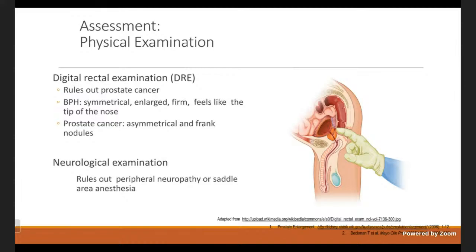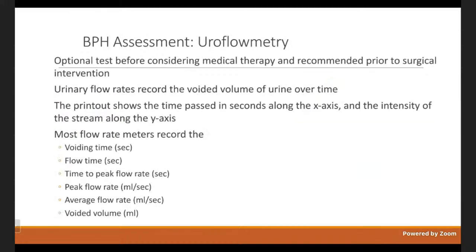Neurological examination is also very important. As I already told you, many neurological diseases, for example, if the patient has any spine problem or any disc problem and there is a problem in the lumbar plexus, then these patients can also present with lower urinary tract symptoms. So a focused neurological examination is also a must in these patients with BPH who present with lower urinary tract symptoms.